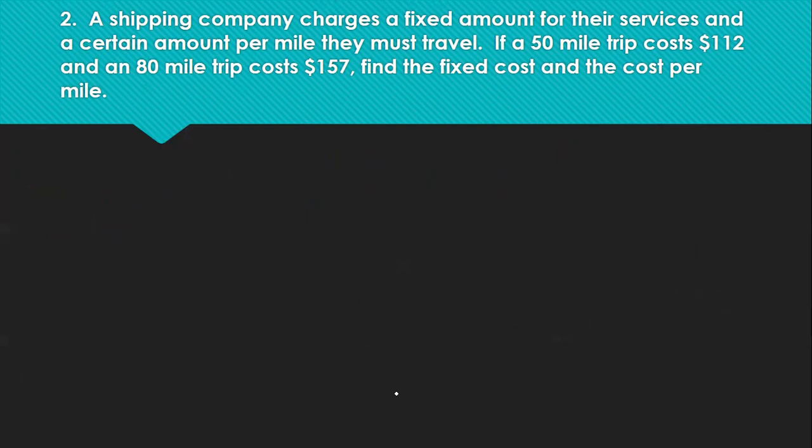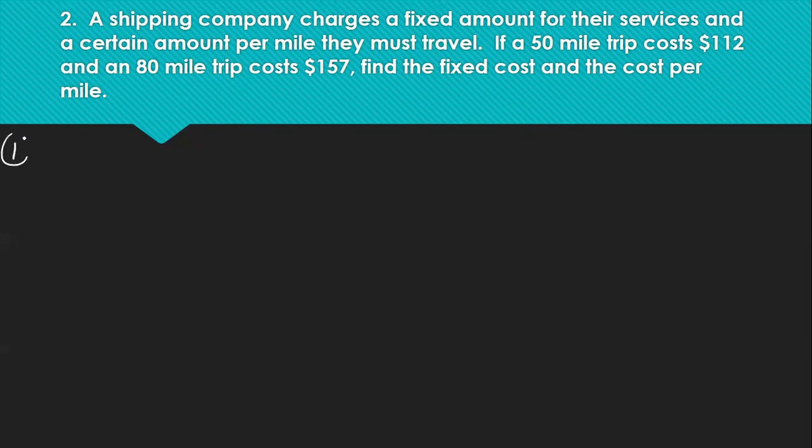A shipping company charges a fixed amount for their services and a certain amount per mile they must travel. If a 50-mile trip costs $112 and an 80-mile trip costs $157, find the fixed cost and the cost per mile. Okay?